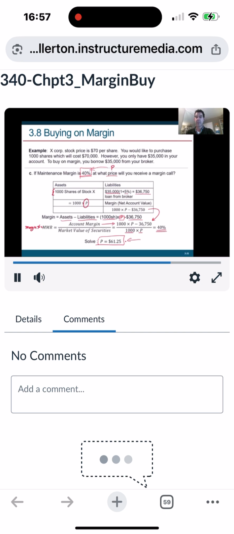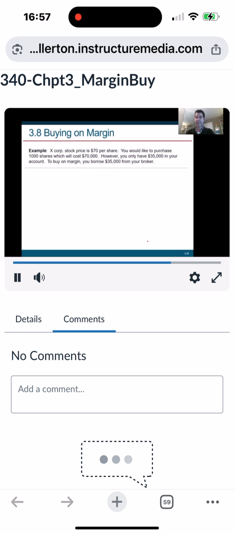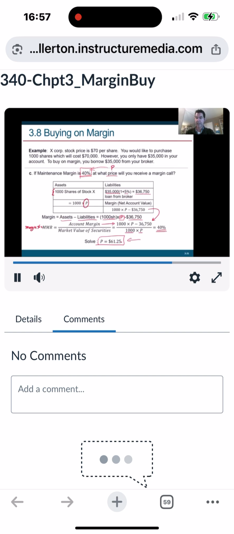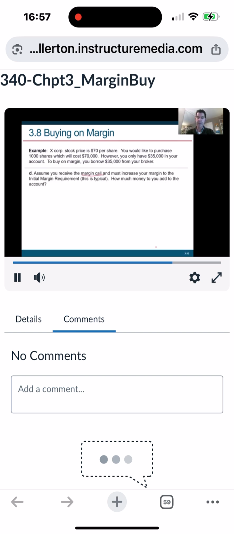So let's go to the last part of this, and let's see what they might require. So assume you receive a margin call. If I received a margin call, I know the price hit $61.25. Okay, so let's put that up there, because I hit that maintenance margin requirement. So I get the margin call, and they say the following: you need to increase your margin to the initial margin requirement. What was the initial margin requirement? It was 50%. So I need to bring my margin percent back up to 50%.